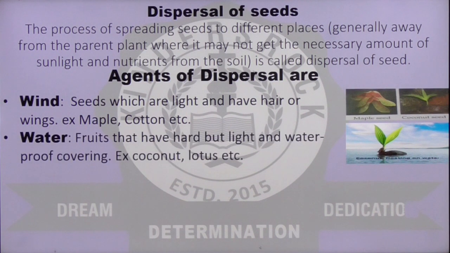Then we have water. Fruits that have a hard but light and waterproof covering, for example coconut, lotus, etc. As we all know, coconuts grow on the banks of rivers or in coastal areas beside water bodies. So when a coconut from the coconut tree falls into the water, it is carried away by the water to different places where again it reaches another bank and gets submerged into the soil, and a new plant grows from that coconut.